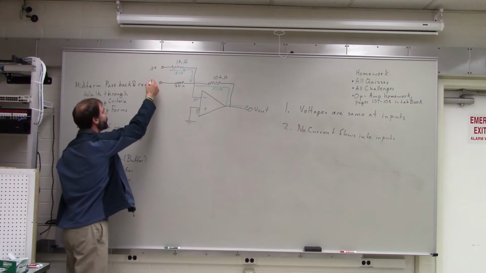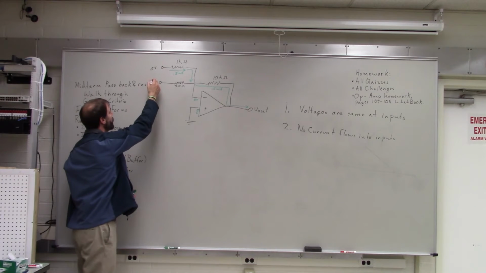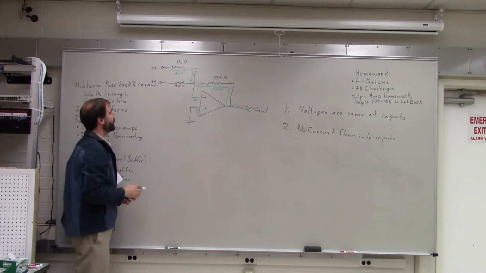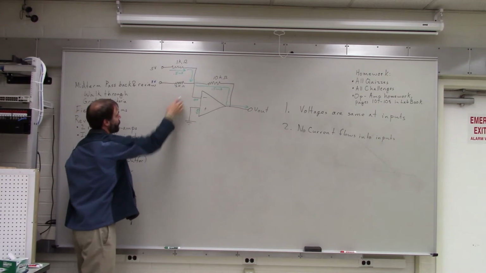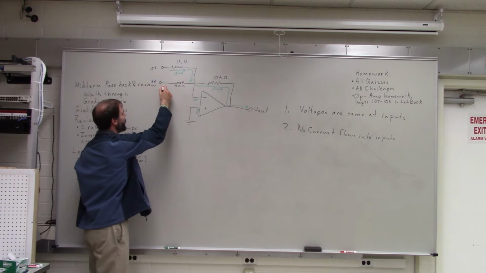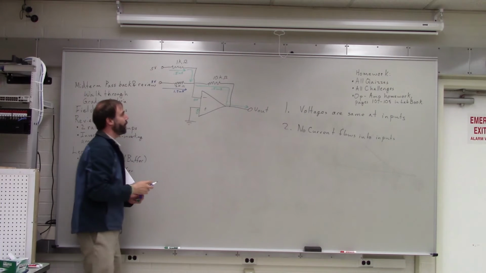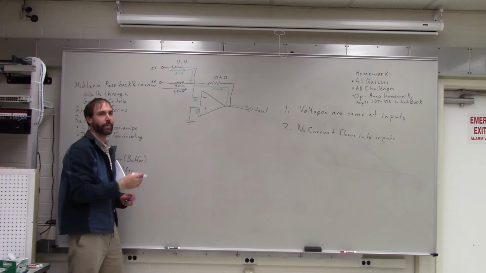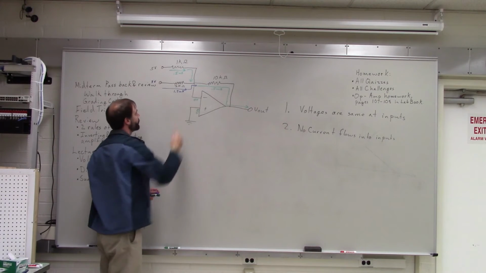Maybe we have 3 volts there. So now we've got 3 volts on one side of a 2 kilo ohm resistor. We've got 0 volts on the other side. So that means that we have 1.5 milliamps flowing through it. Okay? So this is now contributing 1.5 milliamps going this way.